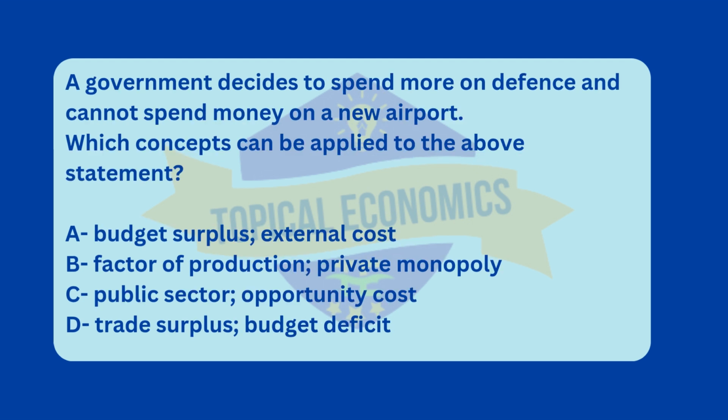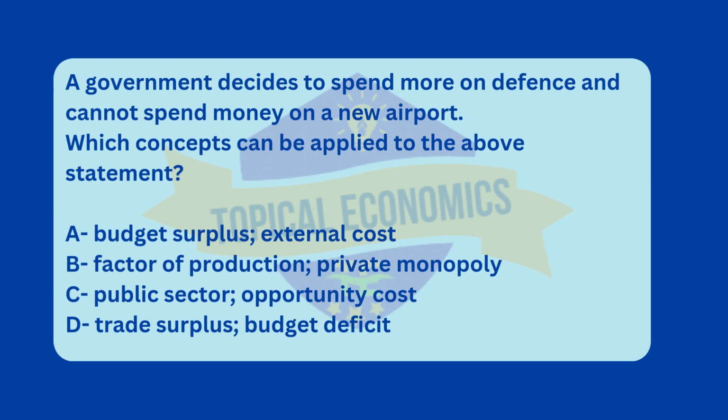Moving to the 15th question. A government decides to spend more on defense and cannot spend money on a new airport. Which concepts can be applied to the above statement? A. Budget surplus, external cost. B. Factor of production, private monopoly. C. Public sector, opportunity cost. D. Trade surplus, budget deficit. This question is from year 2017 October-November version 3 paper. The correct answer for this question is option C, public sector, opportunity cost.